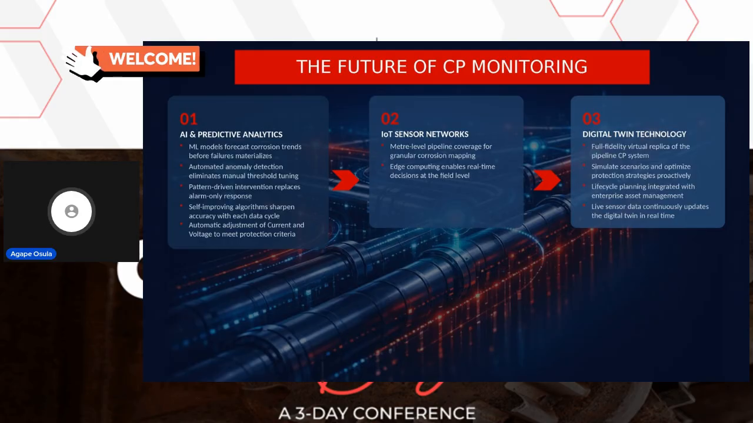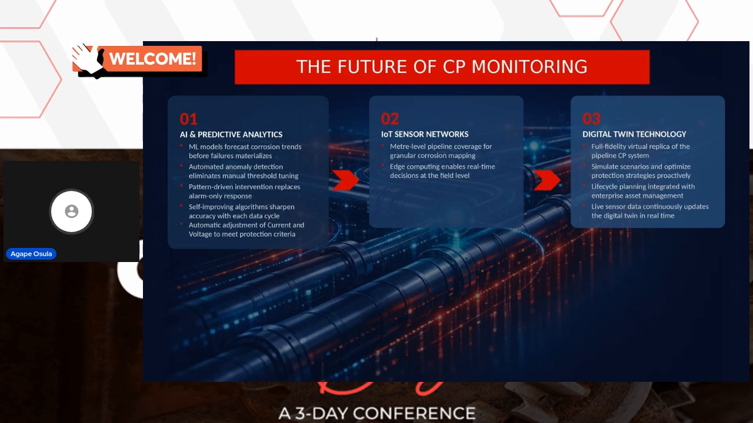So these detailed analyses you can do when you implement technology in your cathodic protection monitoring system, right? You can do computing, real-time decision making. This is very important, right? Real-time decision making, you can analyze, and then you can make decisions on your system and improve your asset integrity.